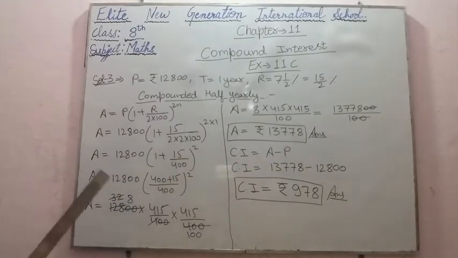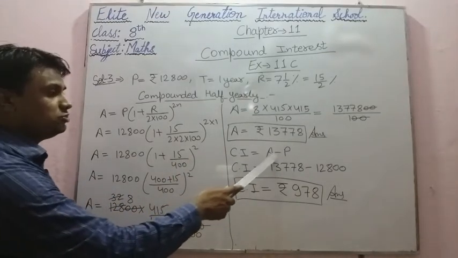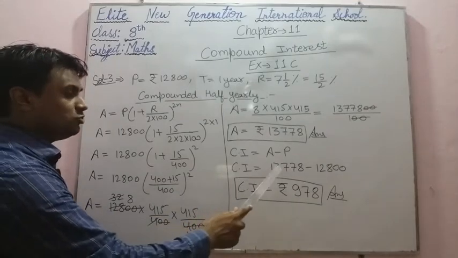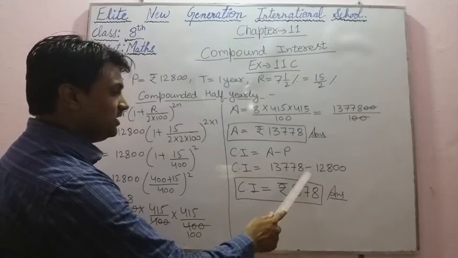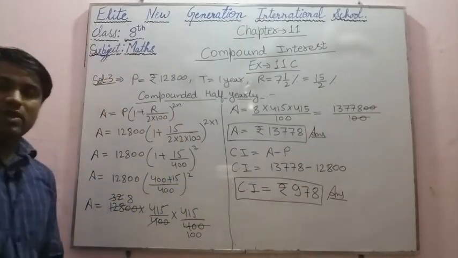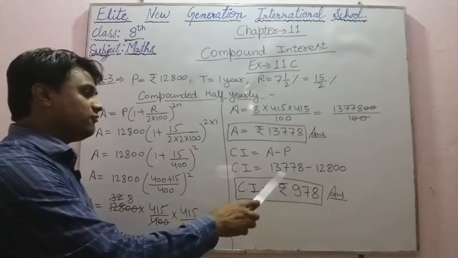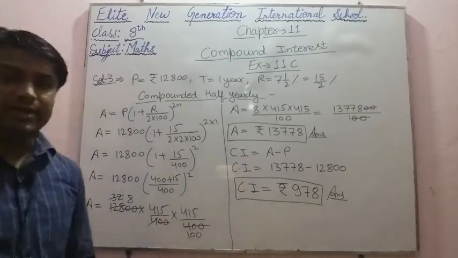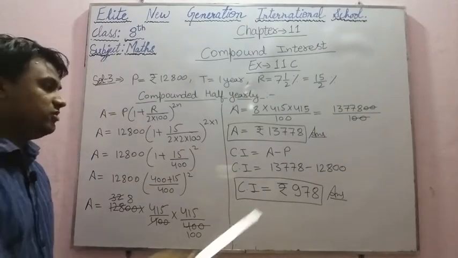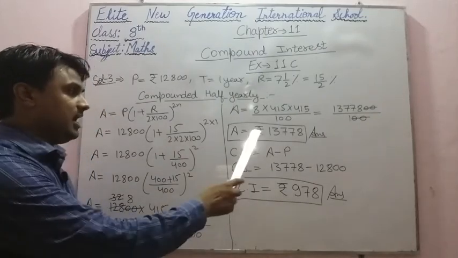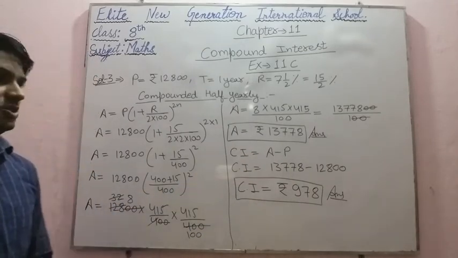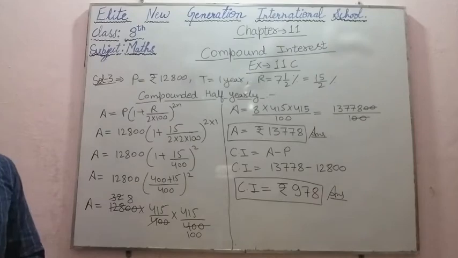Now after this, finding compound interest, so CI equals amount minus principal. By putting the value, CI equals 13,778 minus principal, that is 12,800. So when we subtract this 12,800 from 13,778, the answer will be 978. So compound interest will be 978 and amount will be 13,778. So in this way we can find this question also.